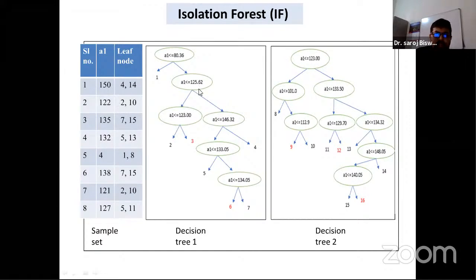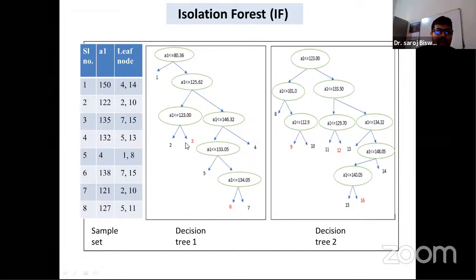But between 125 and 123, there is no pattern and no observation. We made that branch of the tree, but we made it red because it's an unsuccessful path. No pattern is terminated with this path. That's why it is called an unsuccessful path, because we cannot find any pattern whose value lies between 123 and 125. So this is unsuccessful.